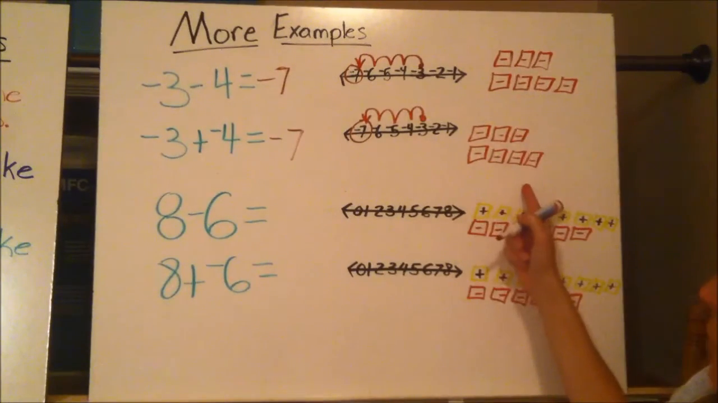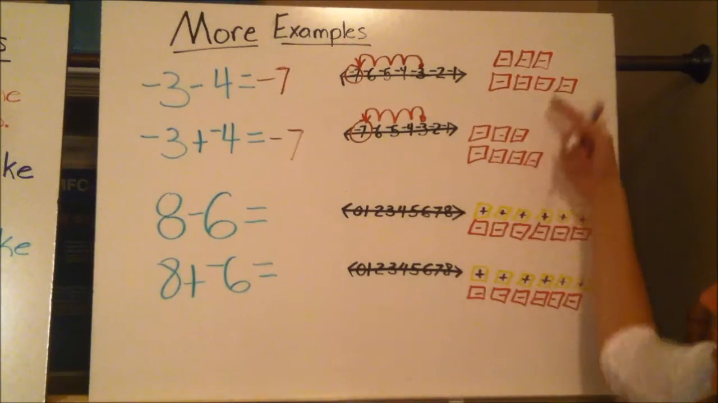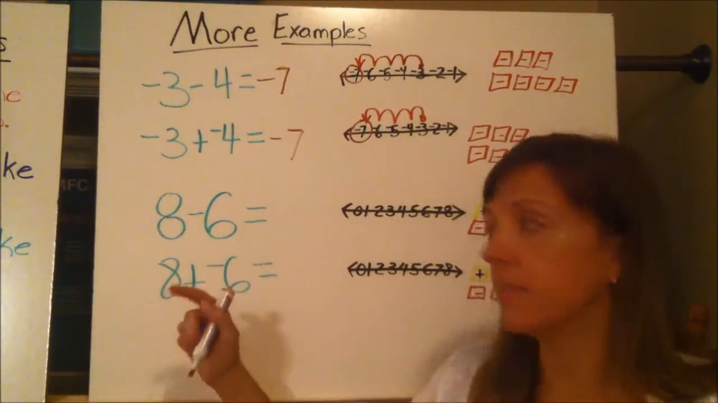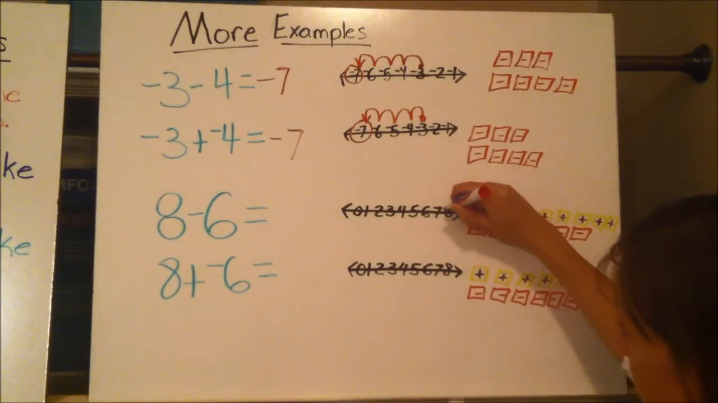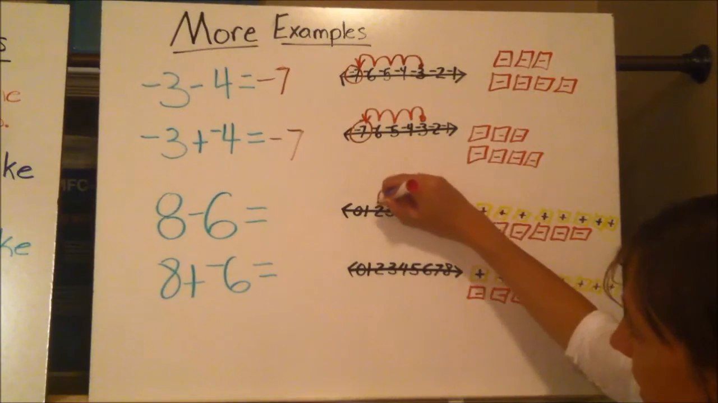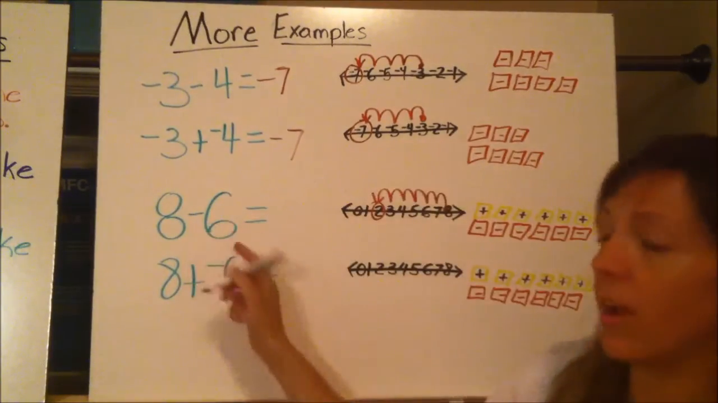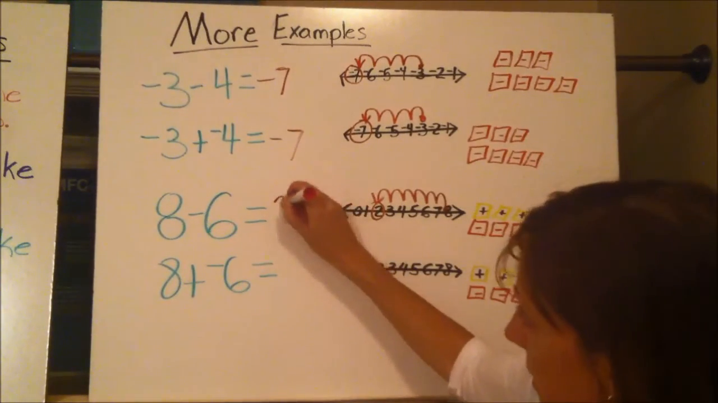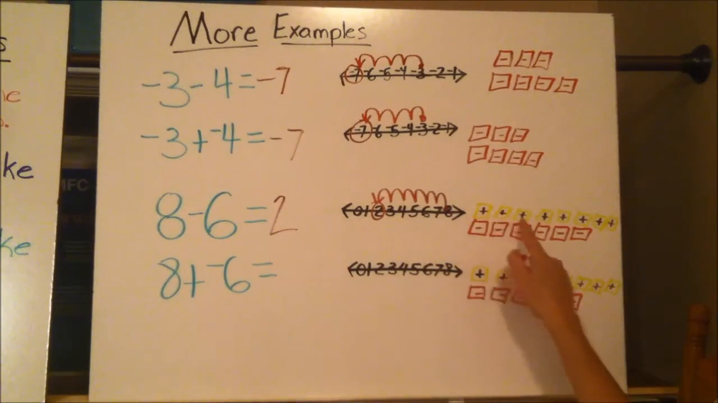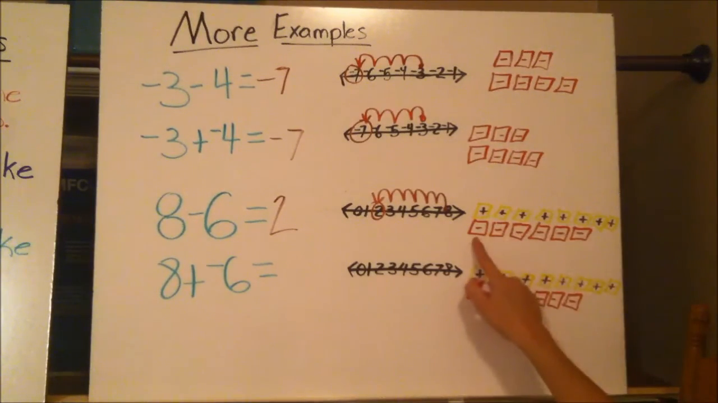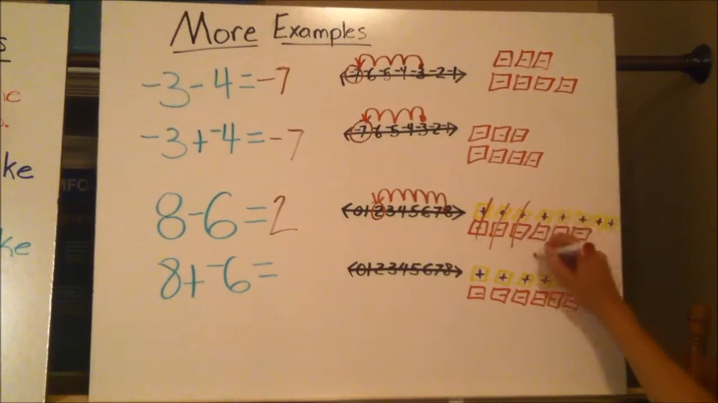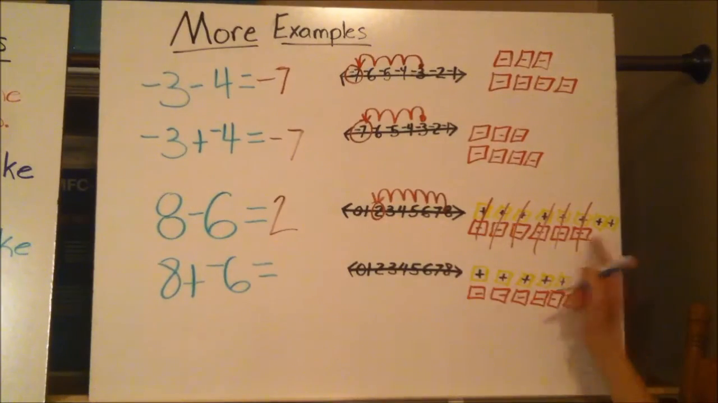I have -3 integer chips and -4 integer chips, which looks just like this up top, and altogether I have -7. 8 minus +6. I'm going to start at 8 on my number line, and I'm going to count 1, 2, 3, 4, 5, 6 in a negative direction because we're subtracting that 6. And we end up with a +2. I have 8 positive integer chips on the top row, and I have 6 negative integer chips. These are going to cancel out and leave me with 2 positive integer chips.